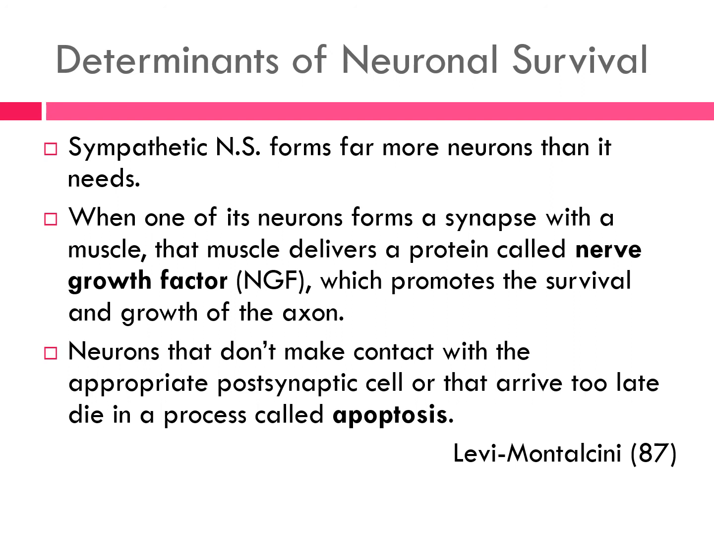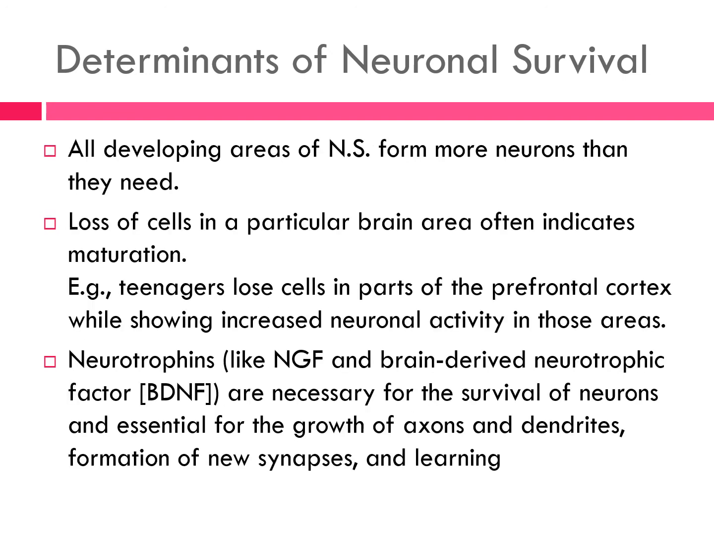And again, as suggested by, I can't remember the authors who discovered the relationship between neurotrophins and autism, but this apoptosis is really important. We need to get rid of the neurons that are not working, because we are creating more neurons than we need. So all of the areas when they are developing in the nervous system are forming far more neurons than they need, and that apoptosis and synaptic pruning, all of that loss in a particular brain area is really indicating maturation.